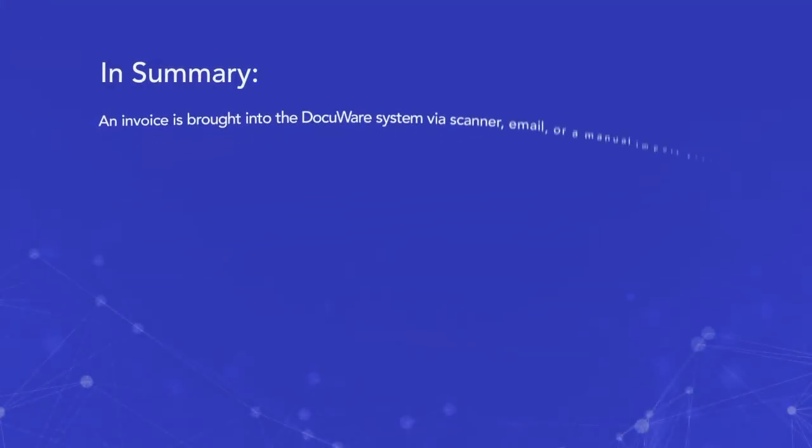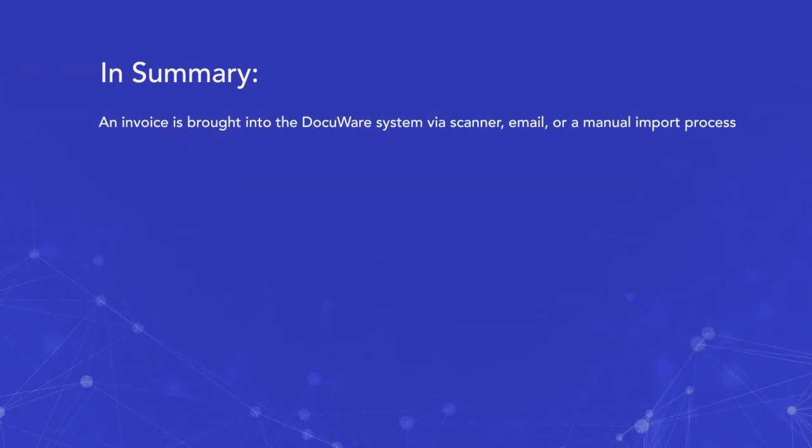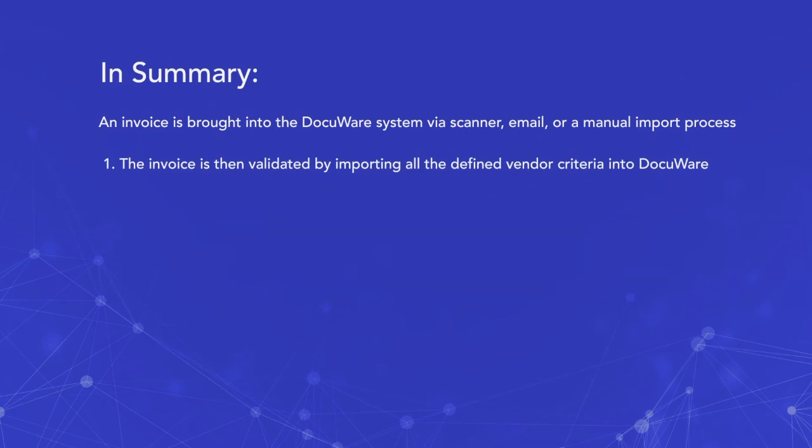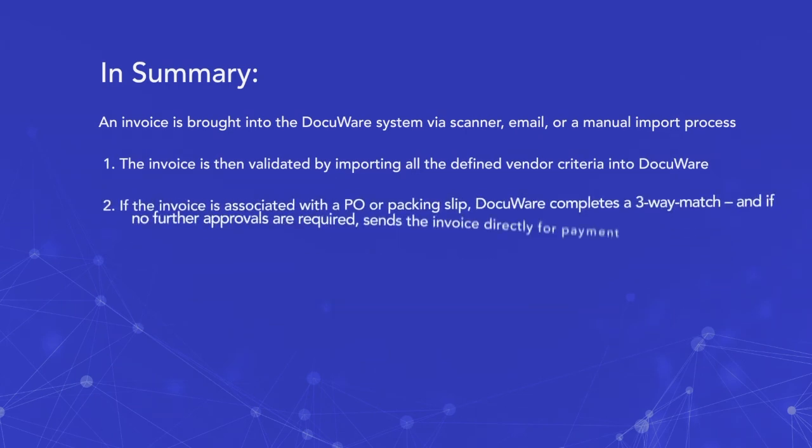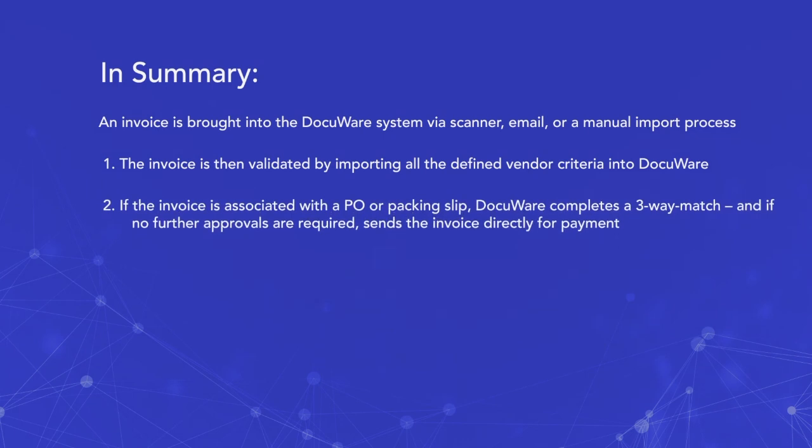In summary, let's look back at the process. An invoice is brought into the Docuware system via scanner, email, or a manual import process. The invoice is then validated by importing all the defined vendor criteria into Docuware. If the invoice is associated with a PO or packing slip, Docuware completes a three-way match, and if no further approvals are required, sends the invoice directly to be paid.